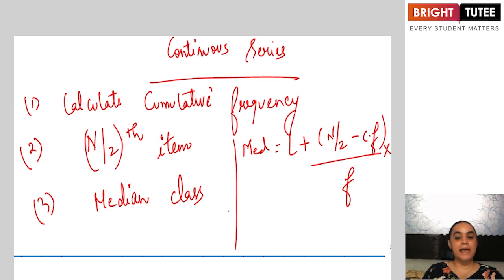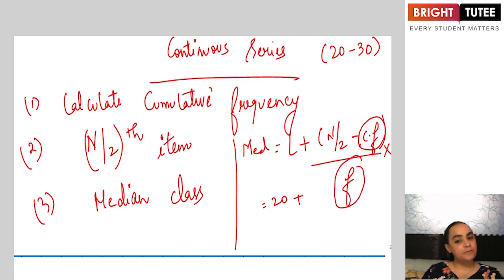Here, what is L? L is the lower limit of the median class. Let's say the median class that I got was 20 to 30. So my lower limit is 20 plus n by 2, the number you will get, minus the cumulative frequency of the median class divided by the frequency of the median class multiplied by i. i is the class interval, which is 10. And the value that you derive is your median.